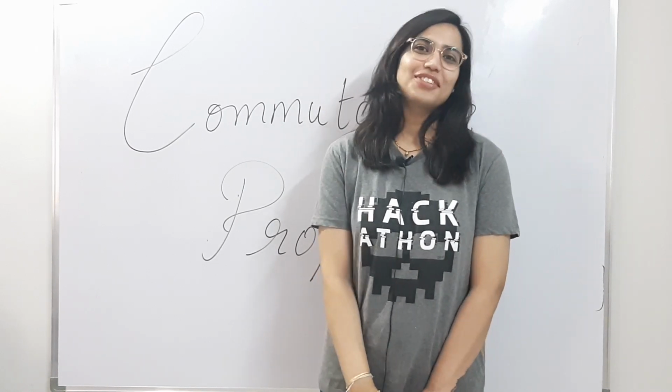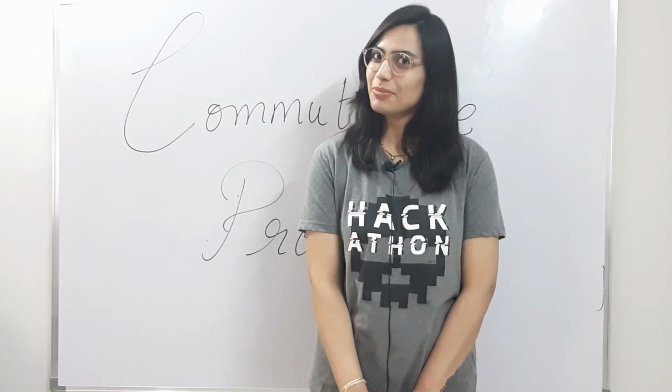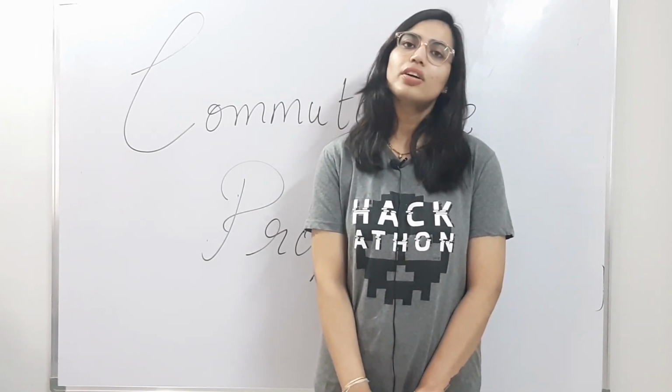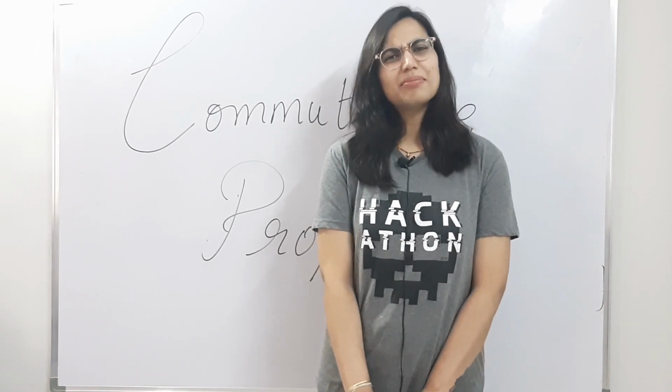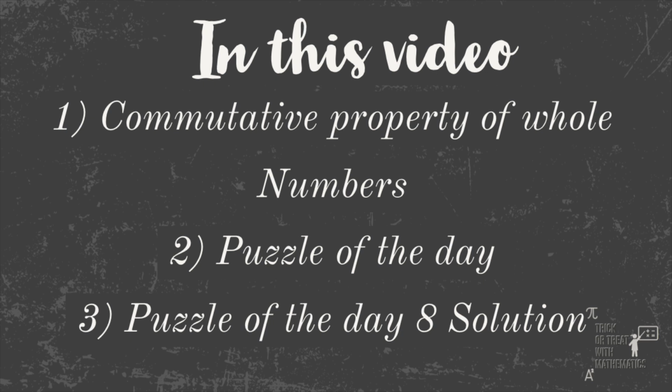So as the title of the video suggested, today we'll be talking about the commutative property of whole numbers. In the last video we saw the closure property, what it exactly means, and we applied this concept on the various operations performed on whole numbers. Now we'll do a similar exercise, but we'll first understand what commutative property is in general, and then we'll go to the commutative property on whole numbers under addition, subtraction, multiplication and division.